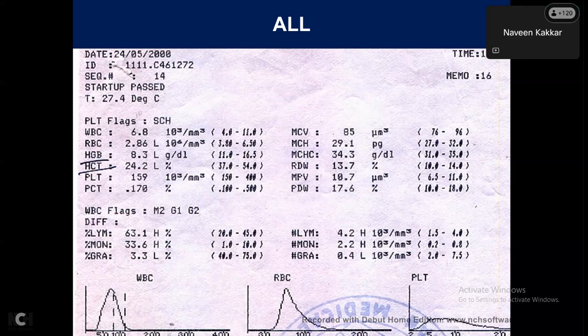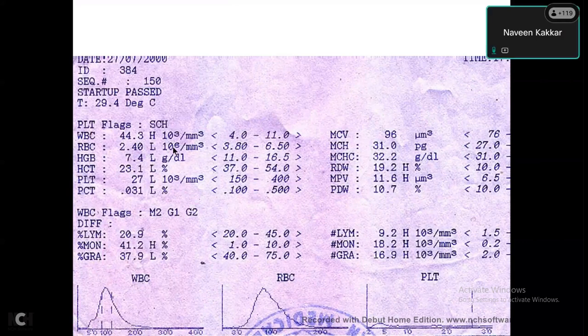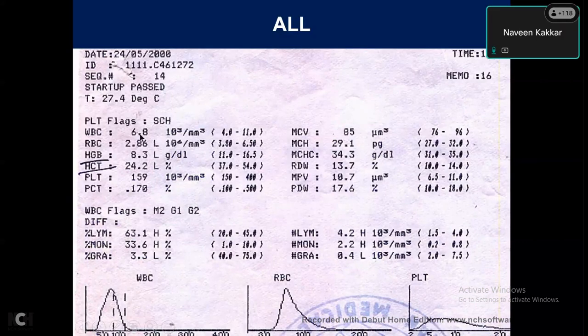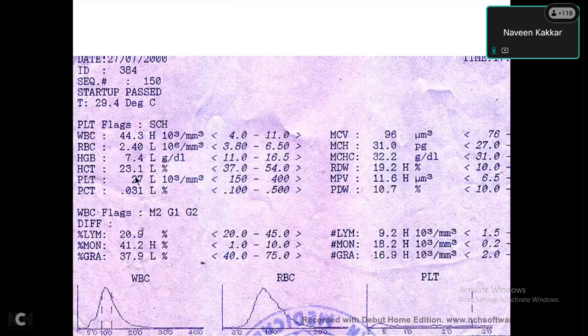Another case. Now, just going back one thing to emphasize, you may have a normal TLC, you can still get 80% blasts. So TLC is no criterion that it cannot be a leukemia. You can even have a 2,200 TLC and still have a leukemia. So another case, again anemia, there is gross thrombocytopenia, TLC is raised, 44,300.